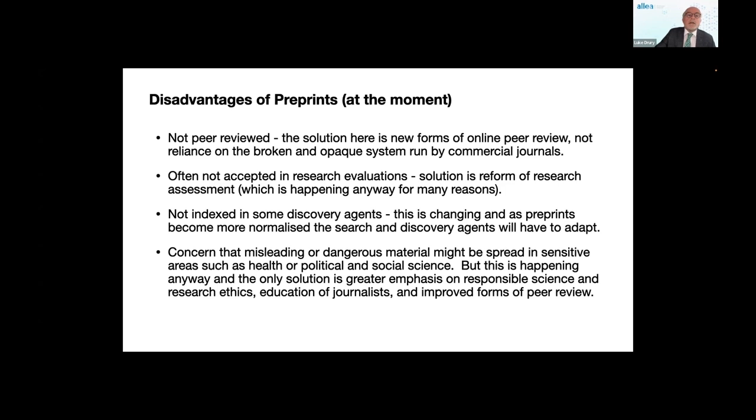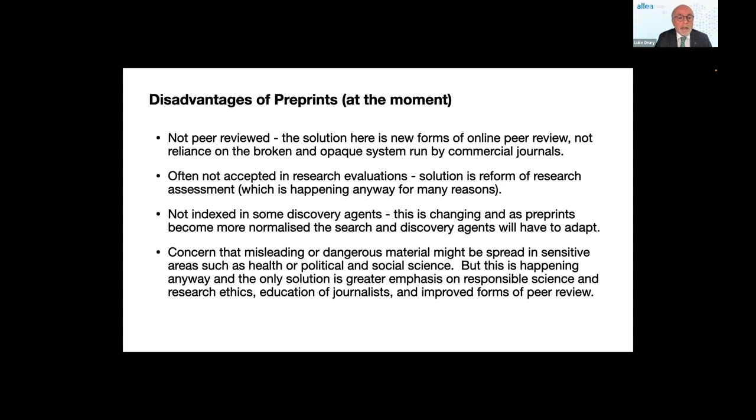Another disadvantage of preprints is that currently they are often not accepted in research evaluations. But here the solution is reform of research assessment, which is happening anyway for many reasons. And certainly, if you're talking about awarding of research grants, it's ridiculous not to look at the most up-to-date evidence of activity by a researcher. So I think this is going to happen. Preprints are already in most systems accepted for grant applications. They will, I'm sure, become part of the routine research evaluation process in the near future.